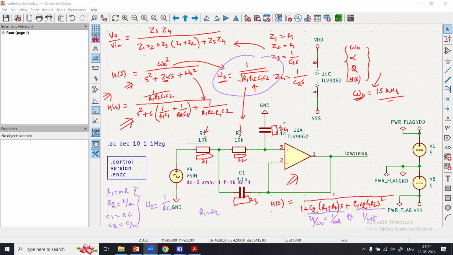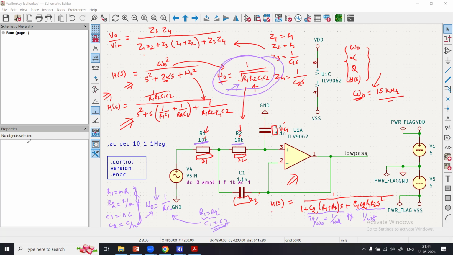With these formulas, I got the reduced expression for omega naught, which is 1 over RC. Earlier it was this expression. Then I can say that R1 is equal to R2, as you can see right here, and C1 is also equal to C2. Therefore, if I put these values in this formula, I get omega equal to 1 over RC.